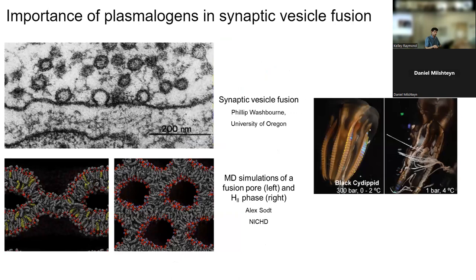The next direction of this is going more fundamental, understanding what plasmalogens are doing and why they are important for survival under pressure, and we think it's for preserving fusion fission events. That's what we also think is going on in these comb jellies: when you take them from low pressure to high pressure, their cilia become hyperactive. We think that the membrane composition of their synaptic vesicles is optimized for function at high pressures. However, when you bring them up to low pressure, they're going to be forming completely different phases, and your synaptic vesicles are going to go haywire.